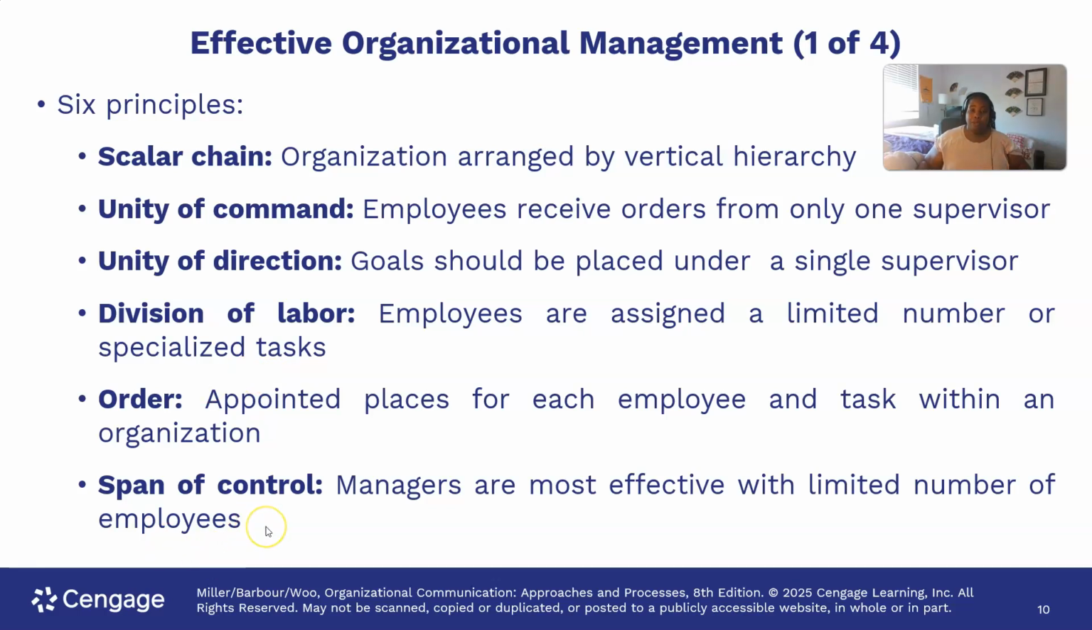And then we have span of control. So managers are most effective with a limited number of employees because remember, human resources are limited, right? So we can only do so much. So what is the maximum amount of work that a person, or in this case, the manager, can do?